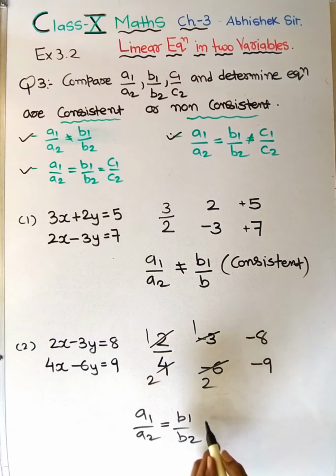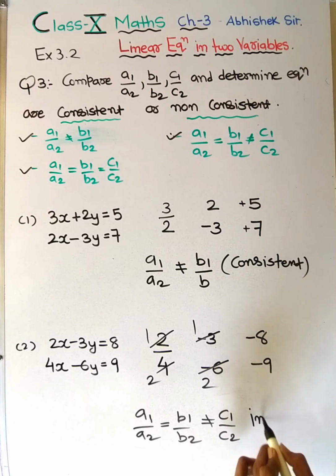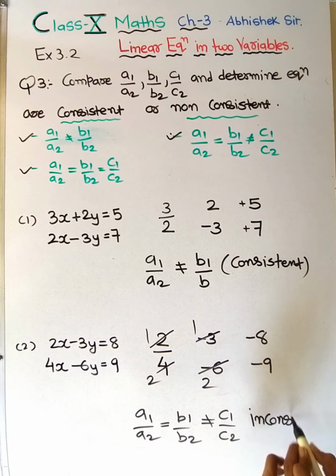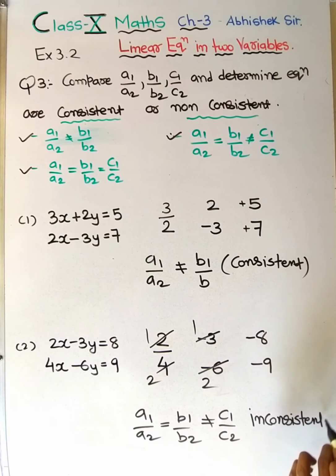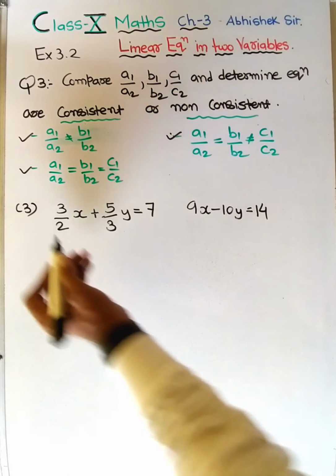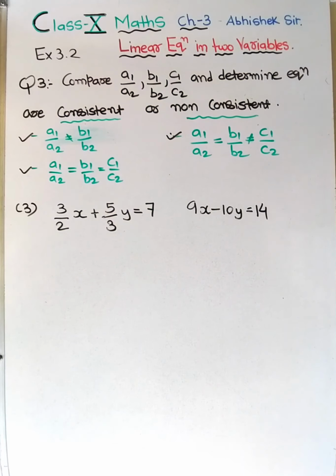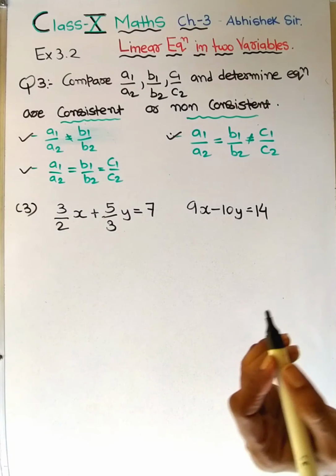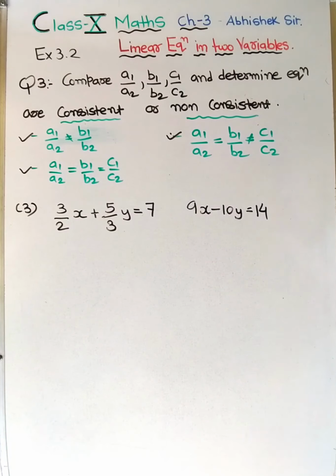They are equal, but C1 by C2 is not the same, so we can say that these are an inconsistent pair of equations. Now the third is 3 by 2x plus 5 by 3y is equal to 7, and the second equation gives 9x minus 10y equals 14. So look carefully, here we have the equation in the form of ratios, right? But we have to follow the same rule.